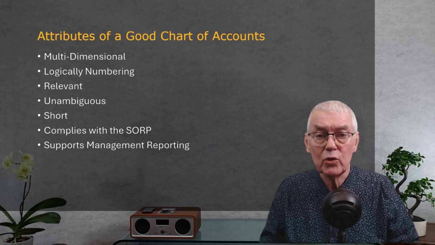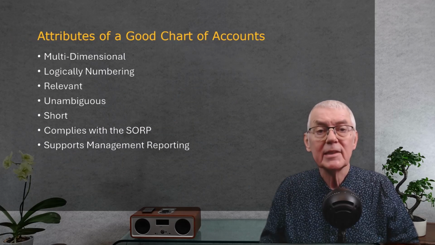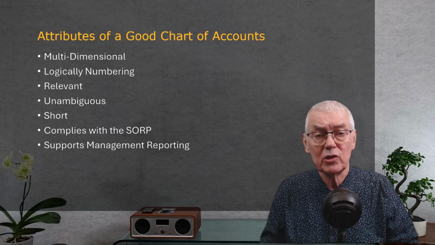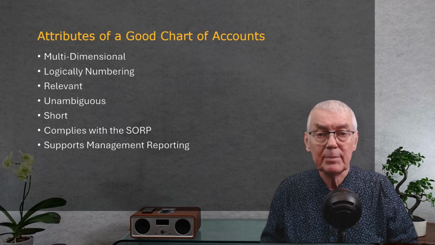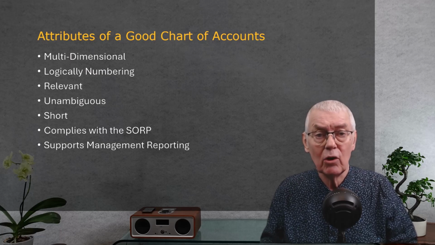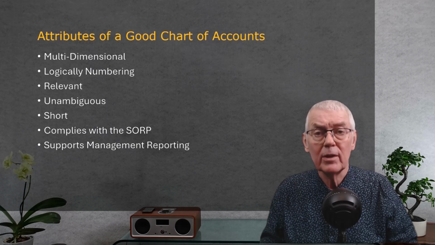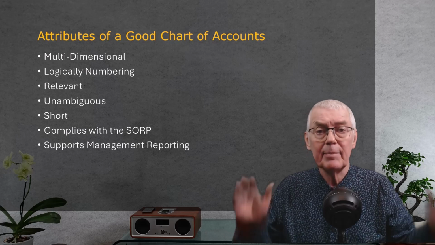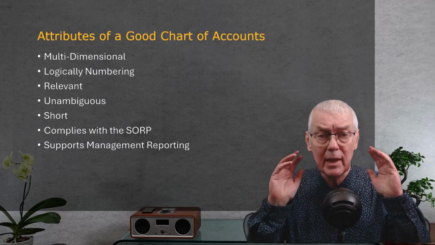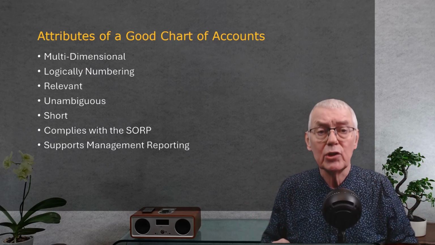So what does good look like? There are 7 key attributes you should strive for. It must be multidimensional. It is not possible to fulfill the sophisticated requirements of a charity with a one-dimensional chart of accounts. It becomes too long and too cumbersome to manage. Don't do it.